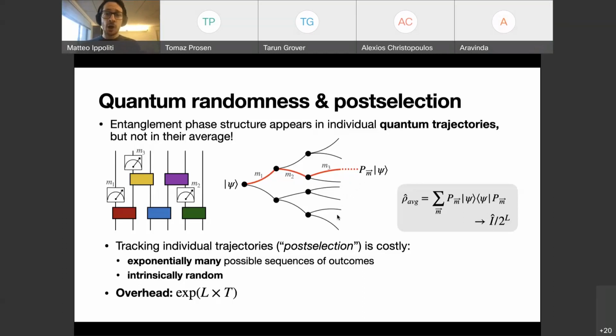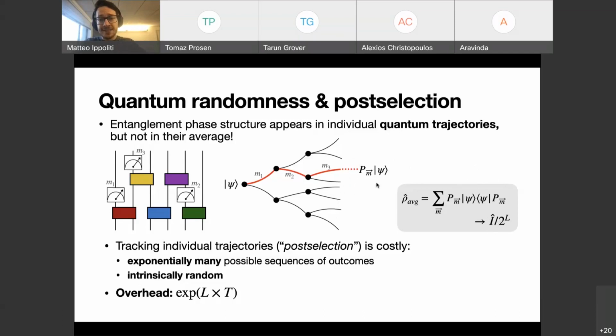So yes, say you want to measure correlations or entanglement on a given wave function. You need to produce many, many copies of it. Because if you perform your measurement on whichever wave function you get without conditioning on the outcomes, then you're effectively probing this average density matrix, which is not good. It gets you this incoherent mixture at late times and doesn't show any of this phase structure.